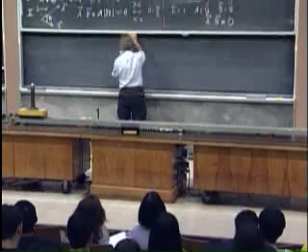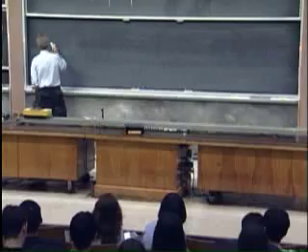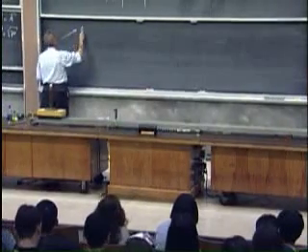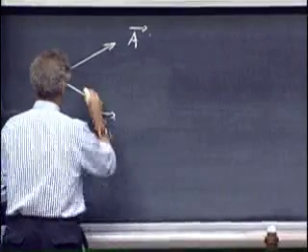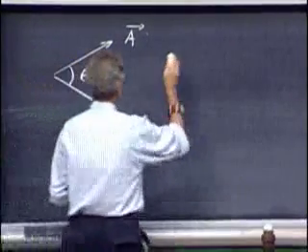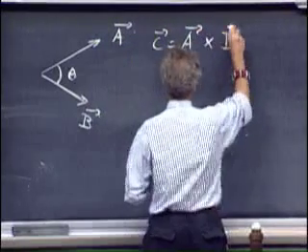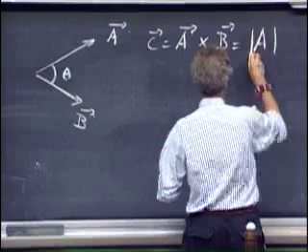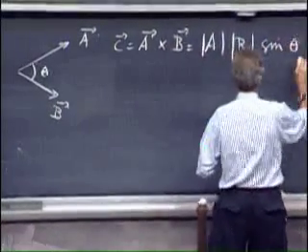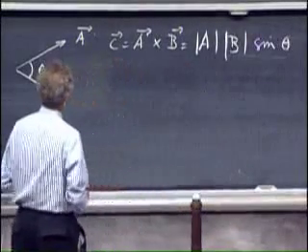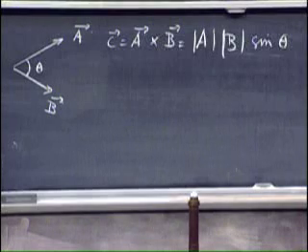Let me try to work on this board in between. If you know vector A, and you know vector B, and you know that the angle is theta, then the cross product, C, equals A cross B, is the magnitude of A times the magnitude of B times the sine of theta. Not the cosine of theta, as we had before with the dot product. It is the sine of theta.